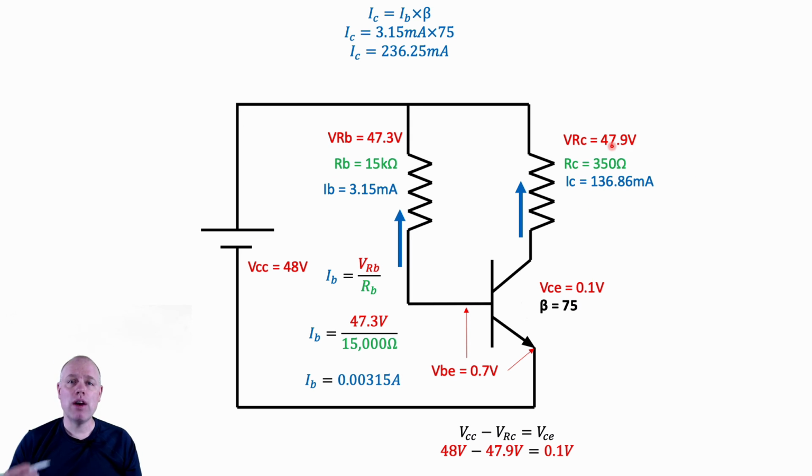And we're done. When you encounter saturation, if your VRC is larger than your VCC, then you say it's saturated. Your VCE becomes automatically 0.1, and then your VRC becomes VCC minus 0.1, and we're complete.